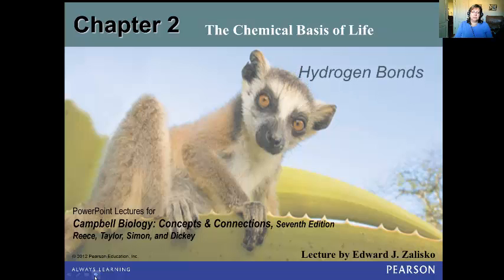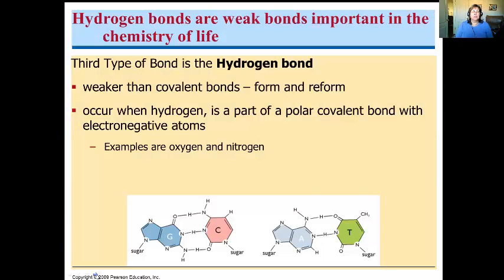Hydrogen bonding is the third type of bonding. I recommend that you have watched the covalent bonding video prior to looking at this video on hydrogen bonding. So hydrogen bonding is the third type of bonding. This is a weaker kind of bonding than we've talked about with ionic and covalent bonding, and that actually contributes to some special qualities that it can give to the molecules that are associated with life, one of which is that they can form and reform.